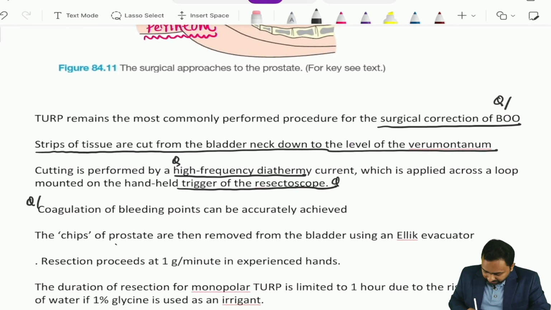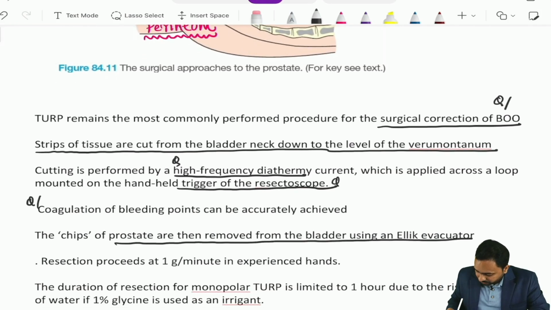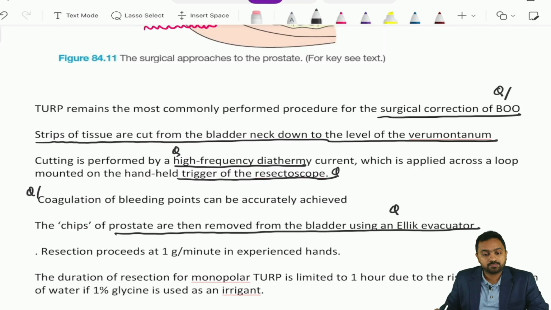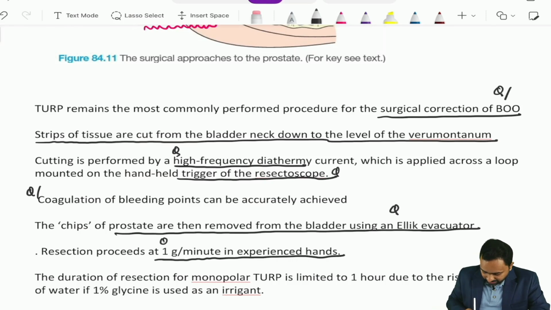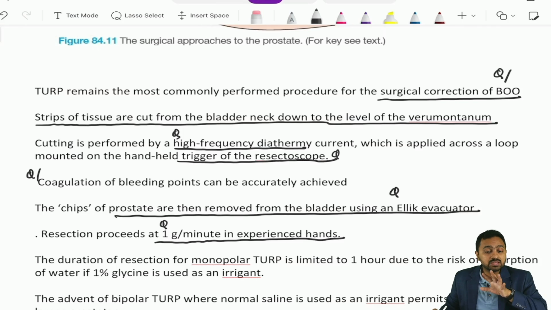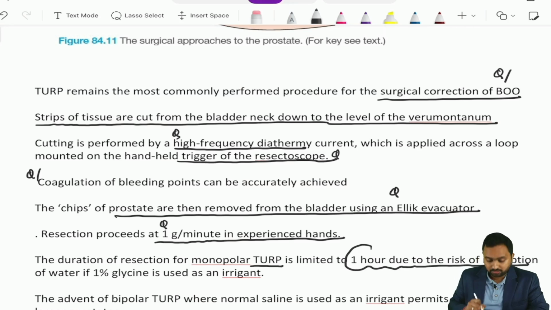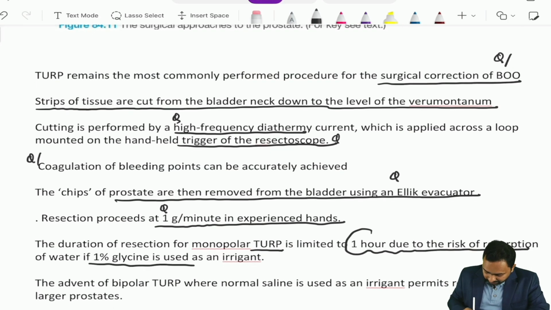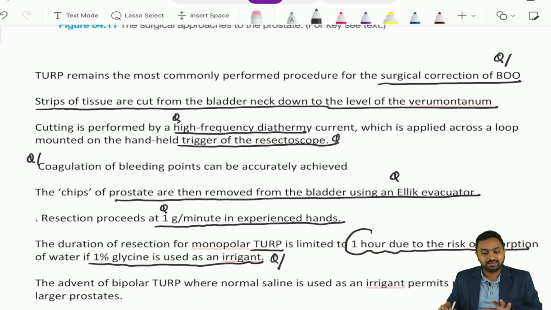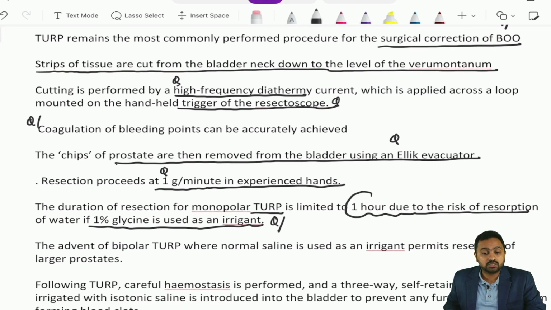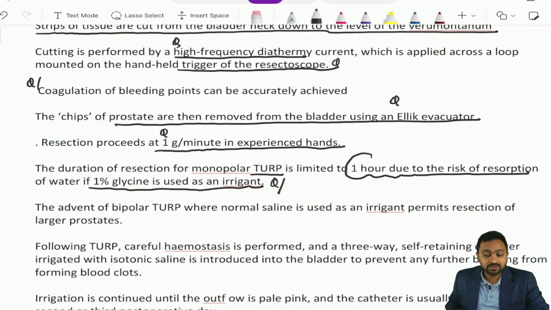The chips of prostate are removed from the bladder using an Ehrlich evacuator. Now, this resection proceeds at 1 gram per minute in experienced hands. And what will be the duration of resection of monopolar TURP? It is usually limited to 1 hour due to the risk of resorption of water if 1% glycine is used as an irrigant. Right. The advent of bipolar TURP, where normal saline is used as an irrigant, permits resection of larger prostates and also a longer operative time.